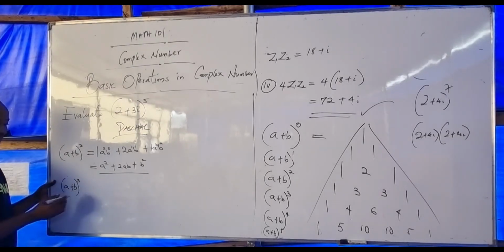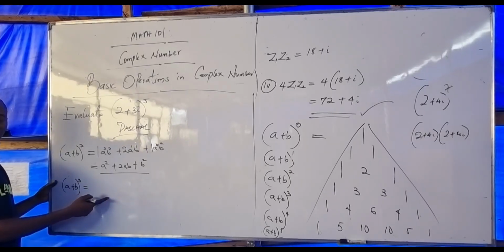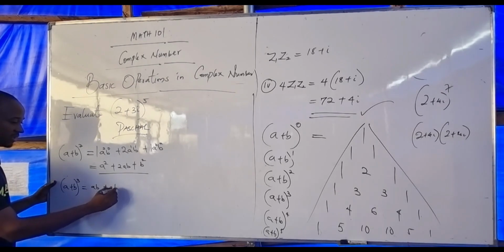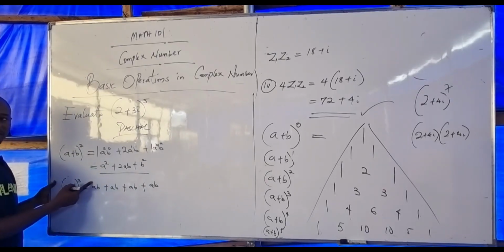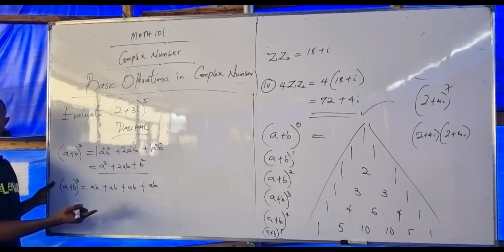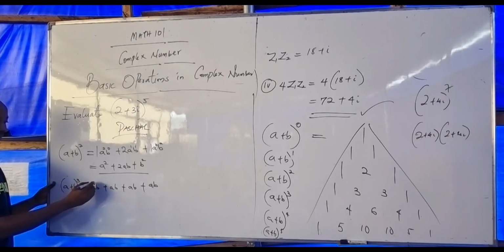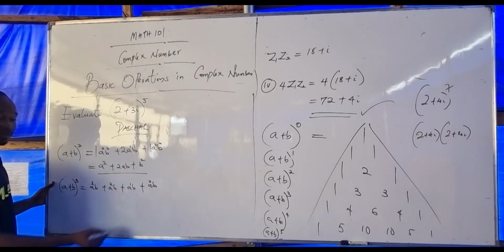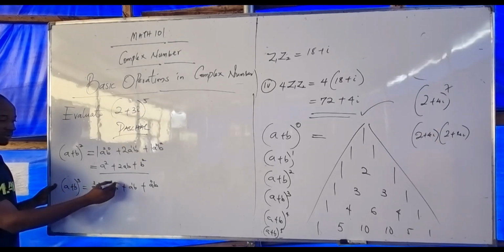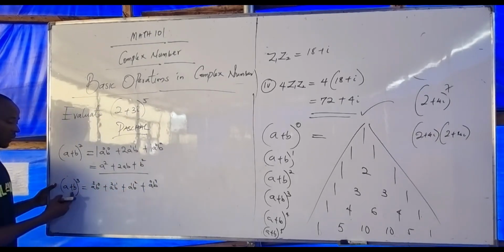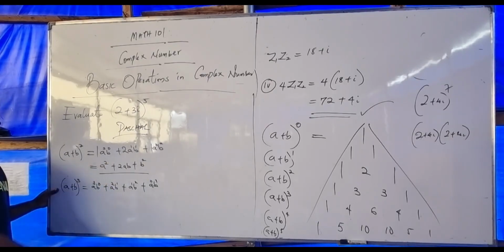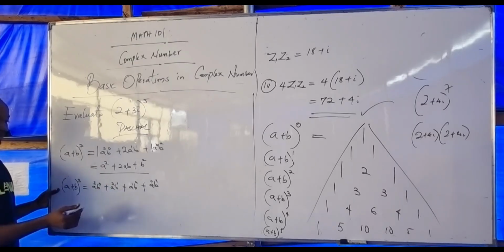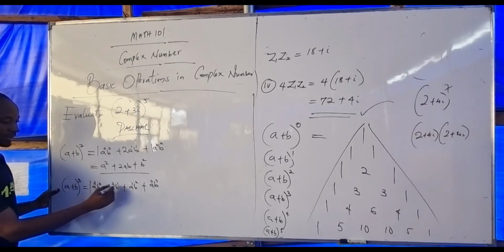Let me show you something. How many times will I bring out the product of AB here? 4. AB plus AB plus AB plus AB. What will be the power of A here? From 3 downward: 3, 2, 1, 0. What will be the power of B here? 0, 1, 2, 3. What is the coefficient of a plus b raised to power 3? 1, 3, 3, 1.